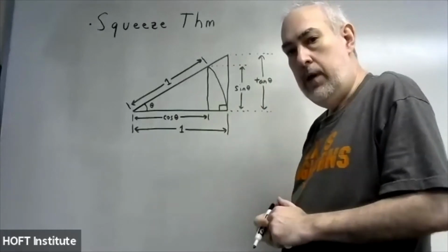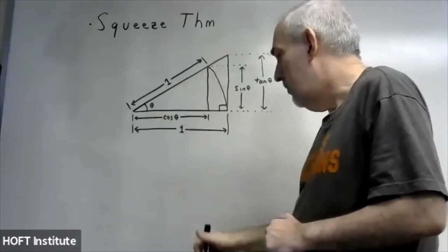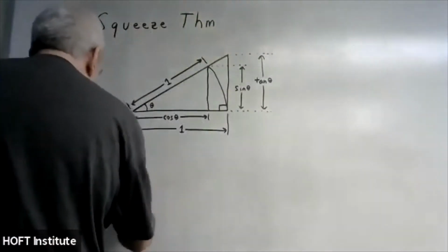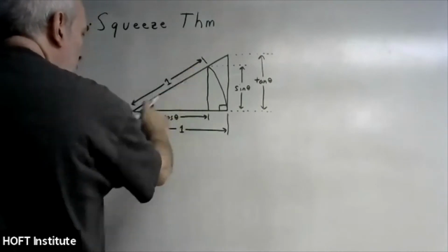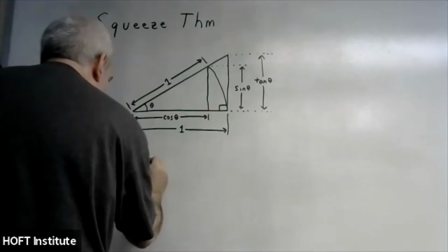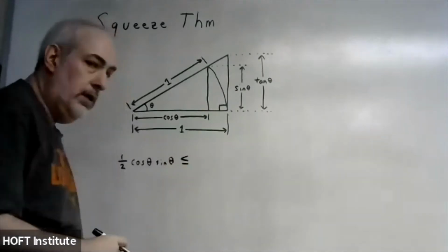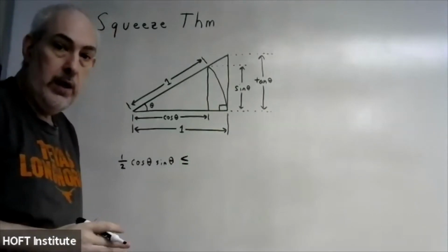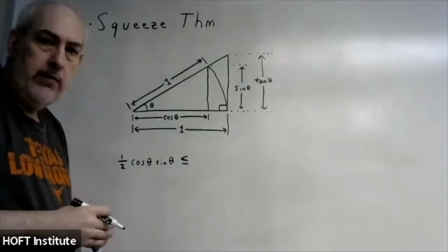So let's set up an inequality that expresses this. The area of the smallest triangle, using just the area of a triangle, 1/2 base times height, would be 1/2 cosine times sine. So 1/2 cosine theta times sine theta is less than or equal to the area of the wedge. Now how do you get the area of a wedge?